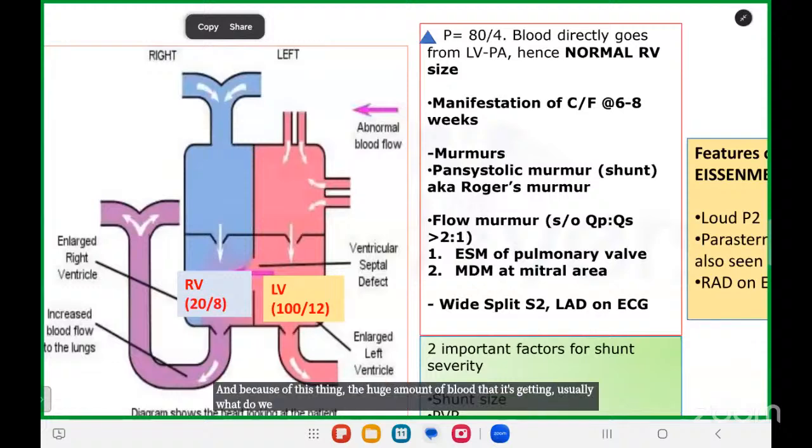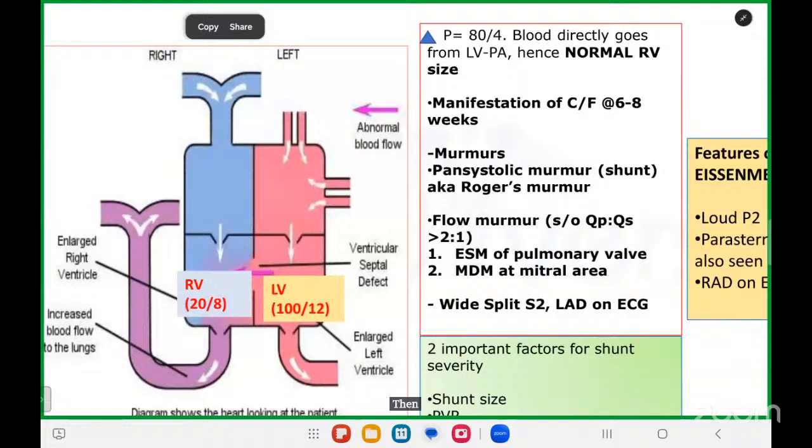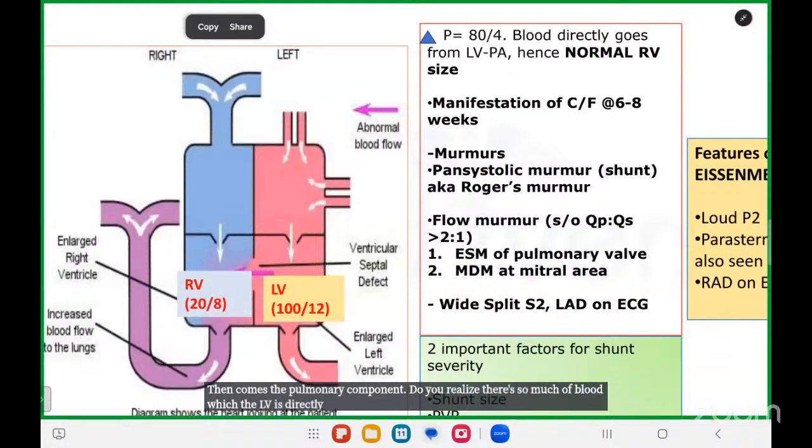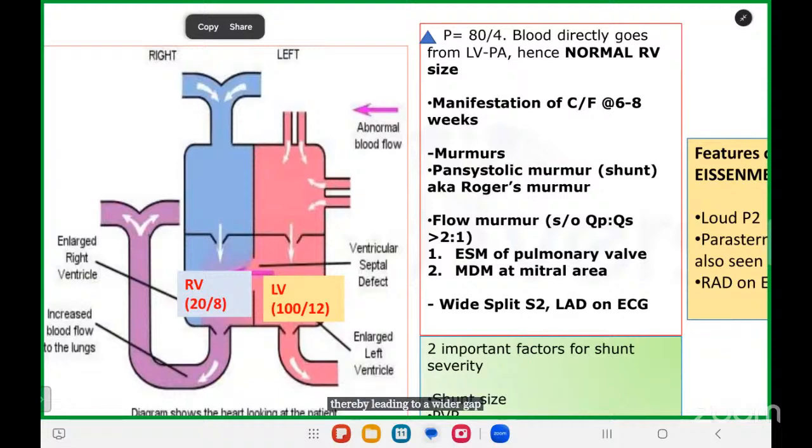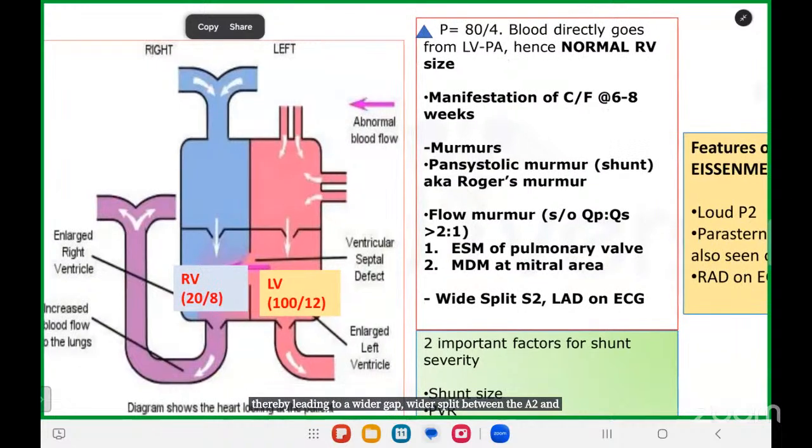And because of the huge amount of blood that it's getting, what do we usually mean by a second heart sound? It is an A2 and P2. The aortic component always comes first, then comes the pulmonary component. Do you realize there's so much blood which the LV is directly draining into the pulmonary artery? The pulmonary valve takes a little longer to close, thereby leading to a wider split between the A2 and P2, leading to a wide split S2.